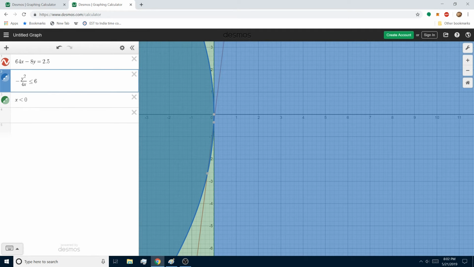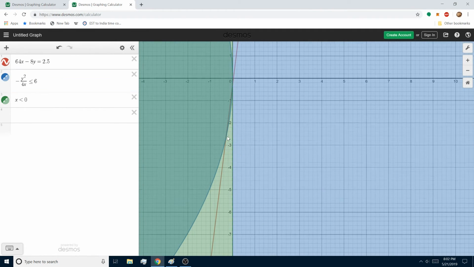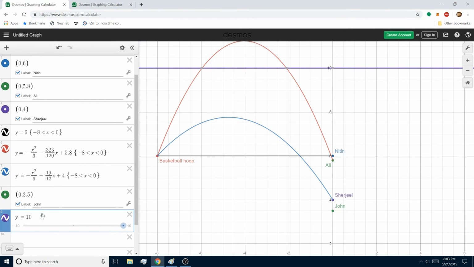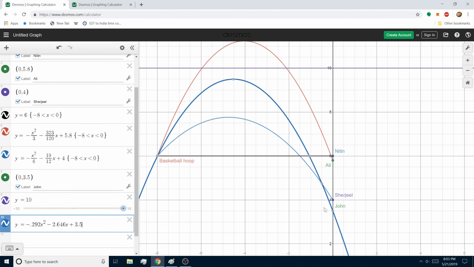So if we take all these factors into consideration, the point with the highest absolute value for x is right here. So if we plug this value in, negative 0.292 for x and negative 2.646 for b, or this is for a and this is for b, we can put that in here, and yeah, it looks like John's shot. It's starting from where he is, it makes it in the hoop, and it's at least half a foot under the ceiling.